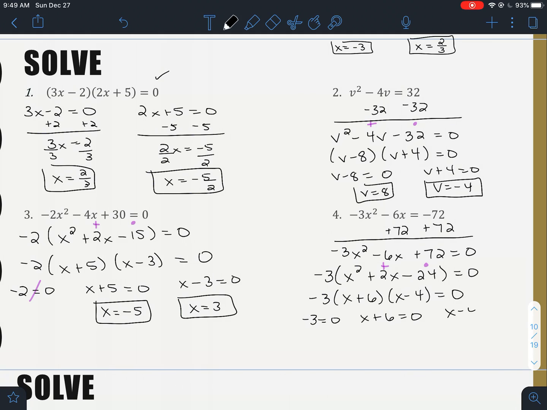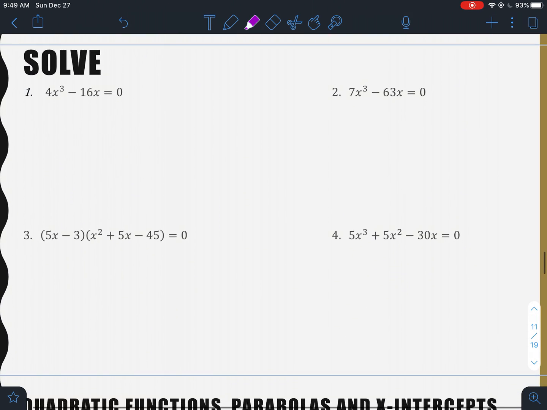You have three terms being multiplied to get 0, so either -3 = 0, x + 6 = 0, or x - 4 = 0. Negative 3 can't equal 0, so that won't give me any solutions. Subtract the 6, x = -6 is a possible solution, or add the 4, and x = positive 4 is a possible solution.